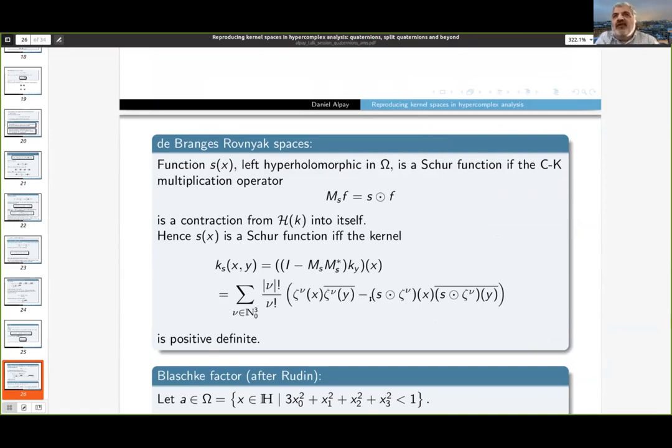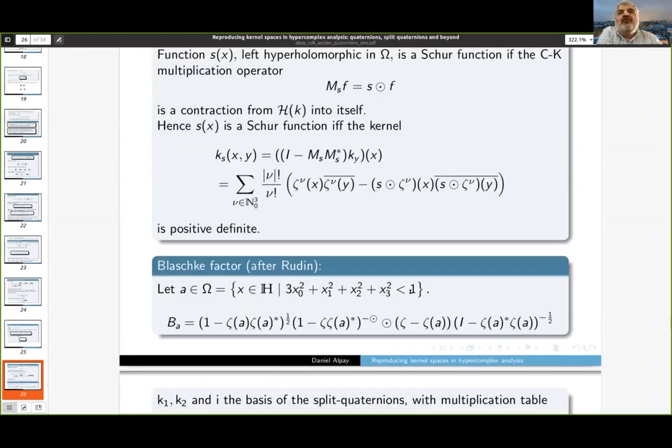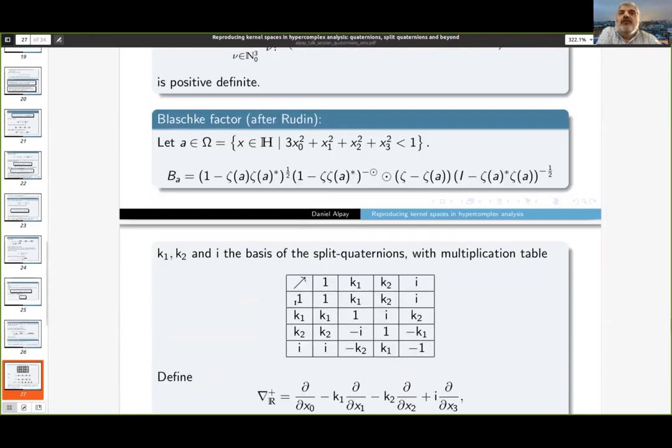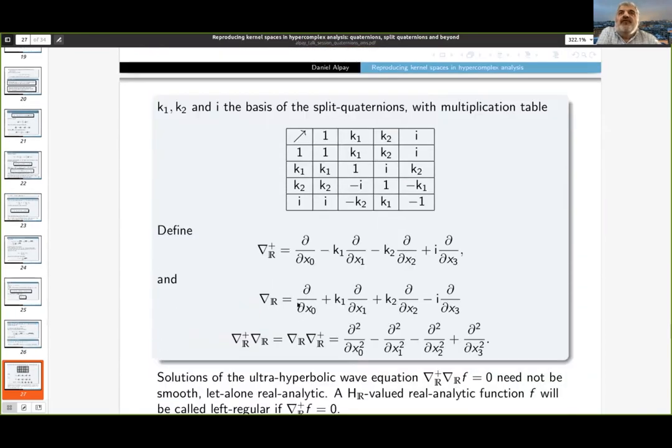You see, you cannot write S of z, zeta nu of x, because it's not pointwise. You cannot do it pointwise. But you can look at the multiplication operator and evaluate. You have also Blaschke factors, so you can go the whole way there. It works also for split quaternions. So for split quaternions there are some other difficulties. That would be the operator corresponding, and you have a factorization of the ultra hyperbolic wave operator.